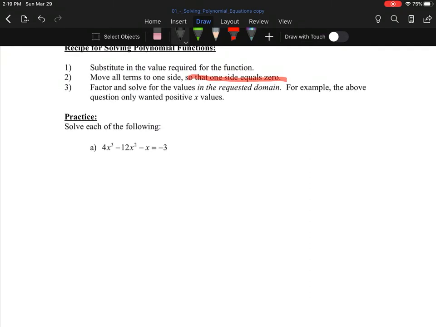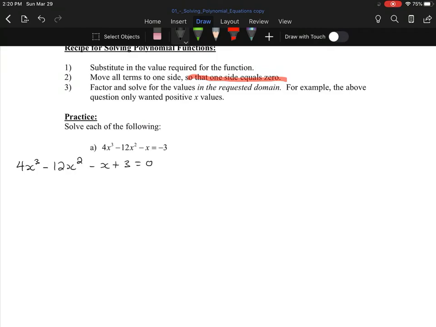Okay, so this one. Solve each of the following. 4x cubed minus 12x squared minus x equals negative 3. So what I've got here is someone already subbed in the negative 3. In the question before we had to sub in 10. This one, that's already done for us. So all we've got to do is get 0 on one side. So 4x cubed minus 12x squared minus x plus 3 equals 0.